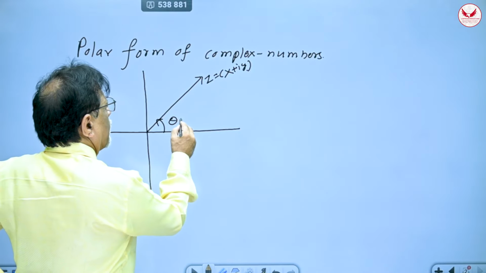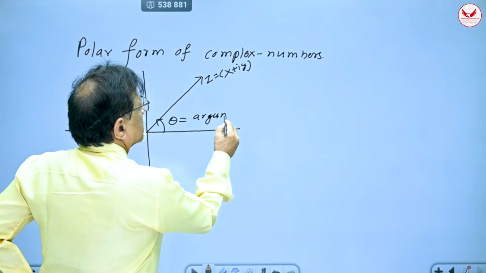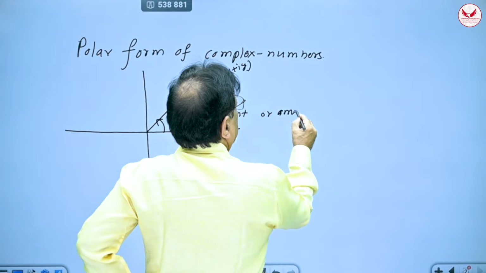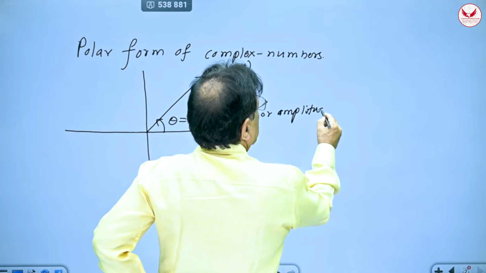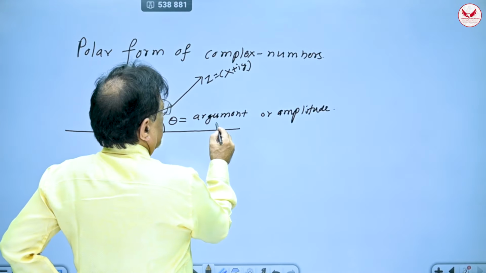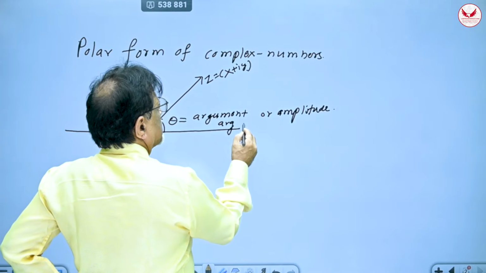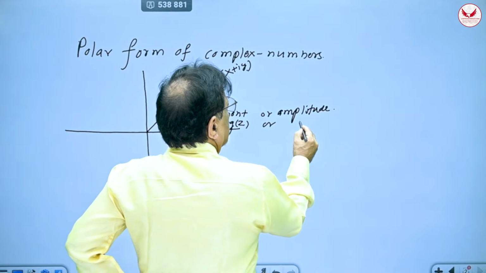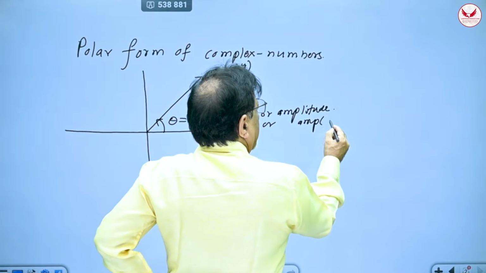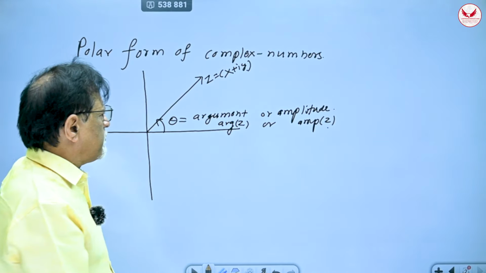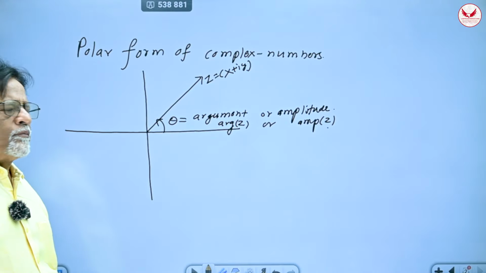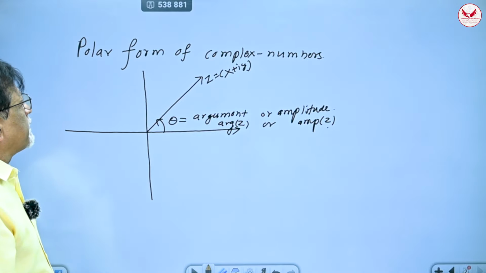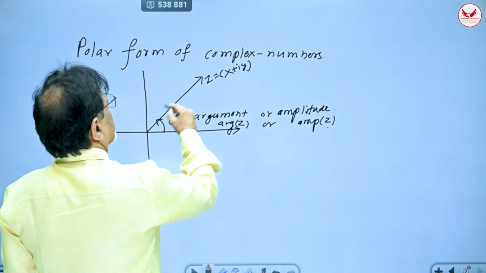This angle is called argument, or sometimes it is also called amplitude. Now argument is in short denoted by arg. So if this number is z, then it is arg z, or it is also short formed as amp z, whichever is suitable for you, but I am going to use mostly argument of z. Argument of z is the angle made by the positive direction of x-axis with the vector representing the complex number z, which is this, correct?